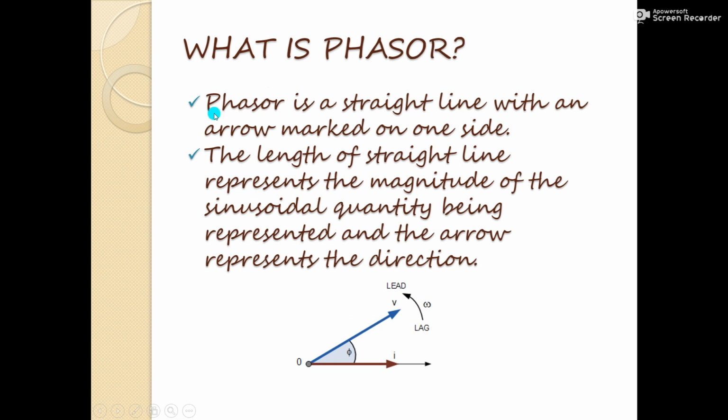A phasor is a straight line with an arrow marked at its one end. The length of the straight line represents the magnitude of the sinusoidal quantity which is being represented, and the arrow represents the direction. Here you will see the simple phasor. The phasor is a straight line having an arrow at its one end. This length represents the magnitude and the arrow represents the direction of rotation.